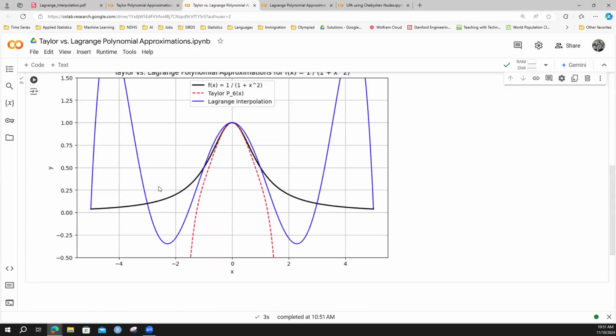Okay, so here we go. So now the black color function is again my original function, which is 1 over 1 plus x squared. And the dotted red curve is the Taylor P6. I particularly chose P6 from the Taylor. And then the Lagrange interpolation is this blue color one, right?